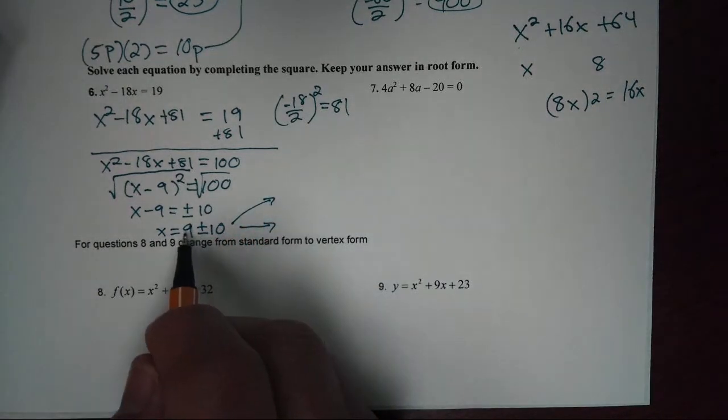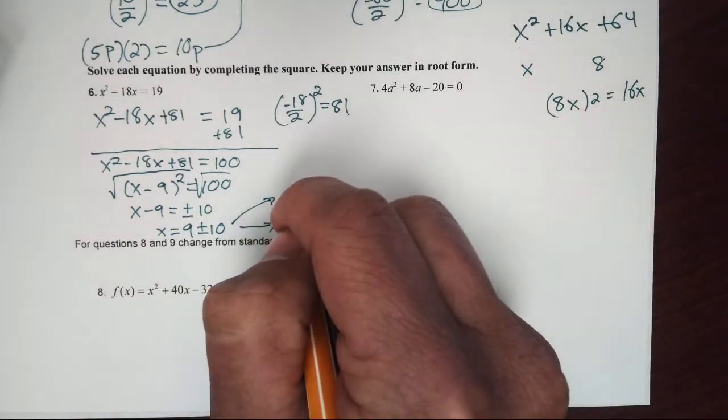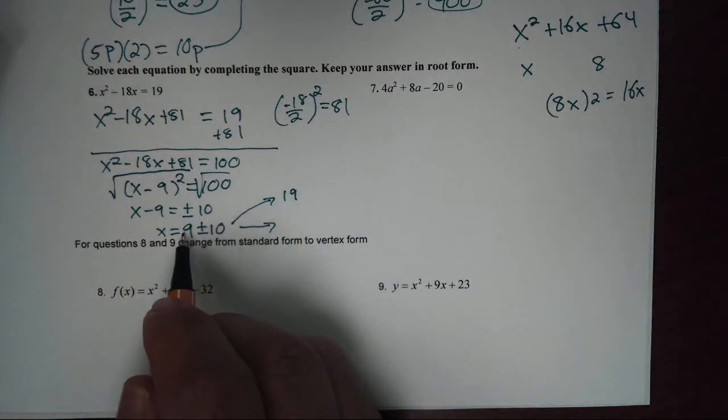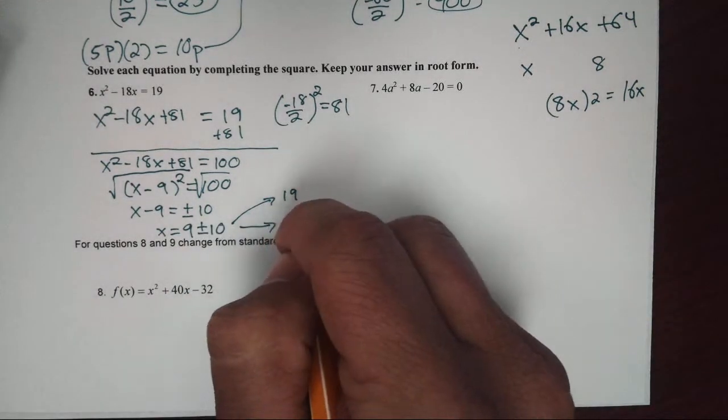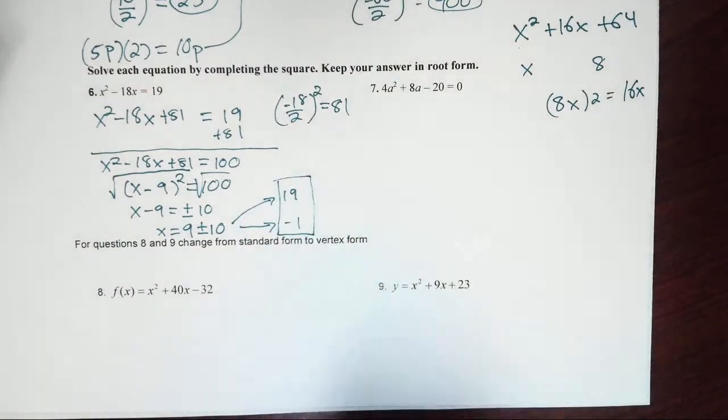So we do the first one. 9 plus 10 is 19. 9 minus 10 is negative 1. And those are your two answers.